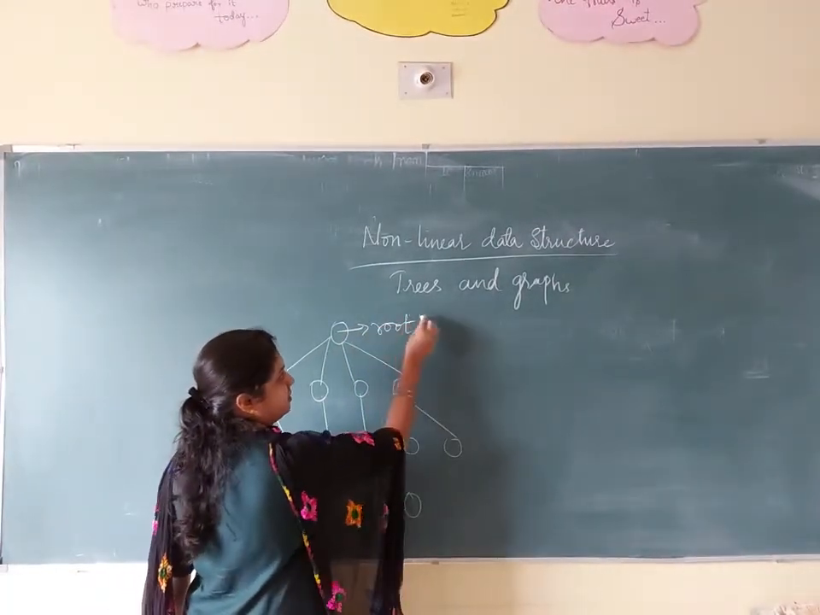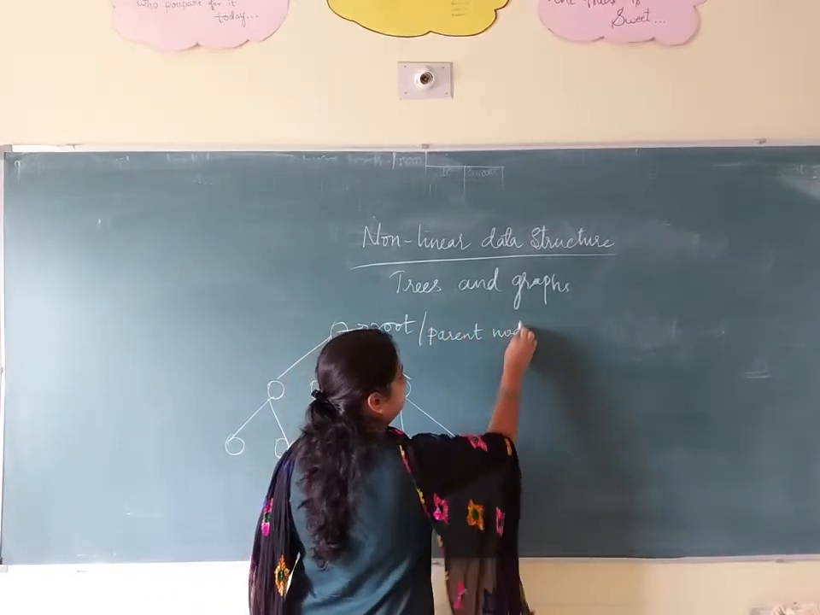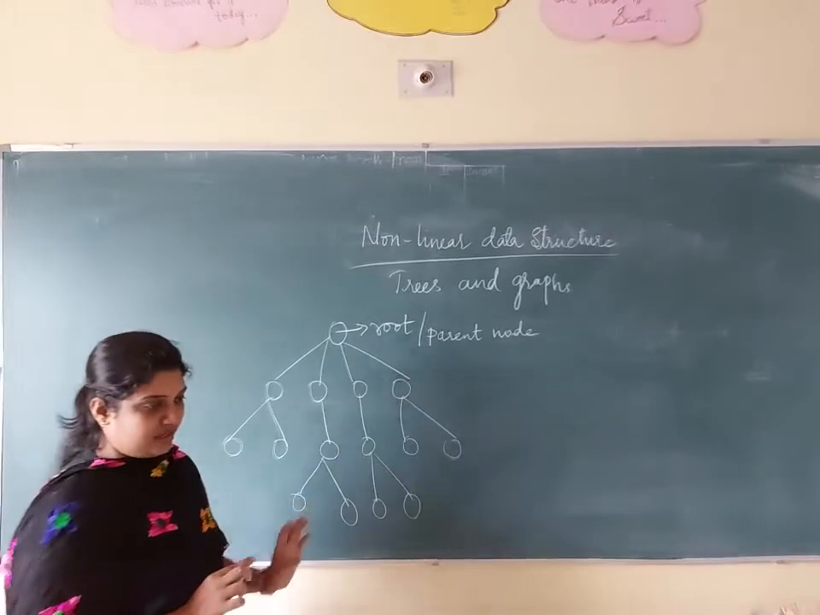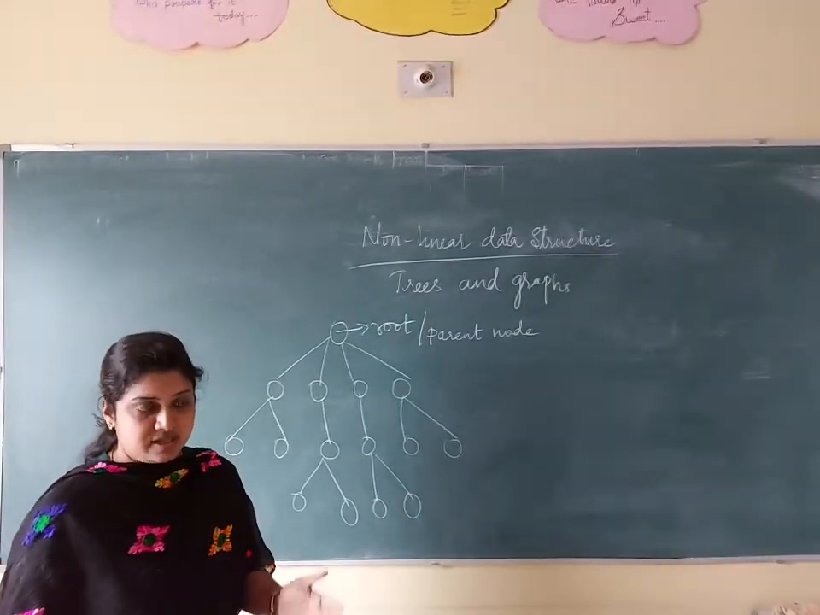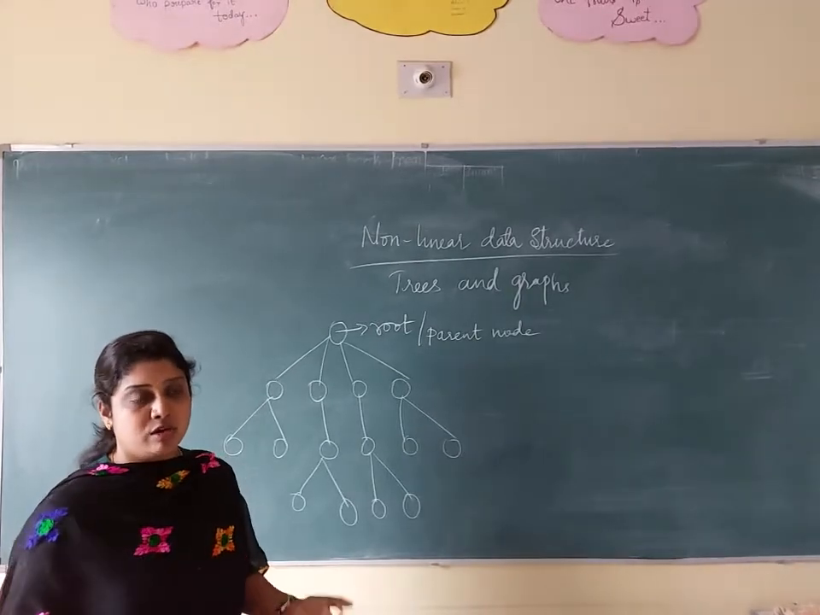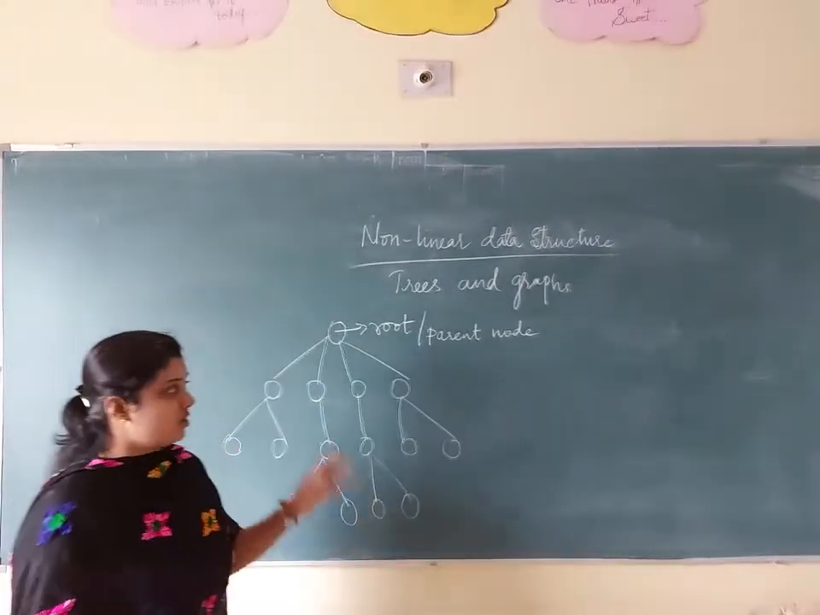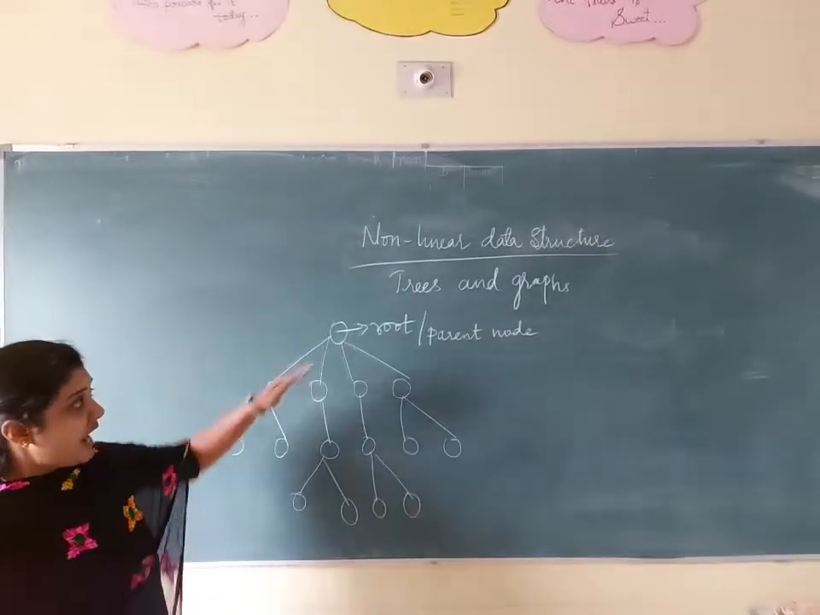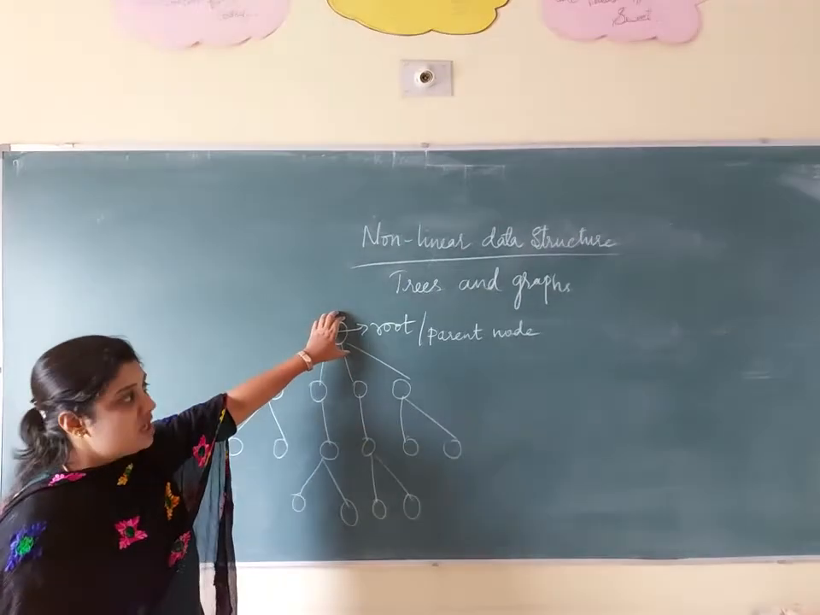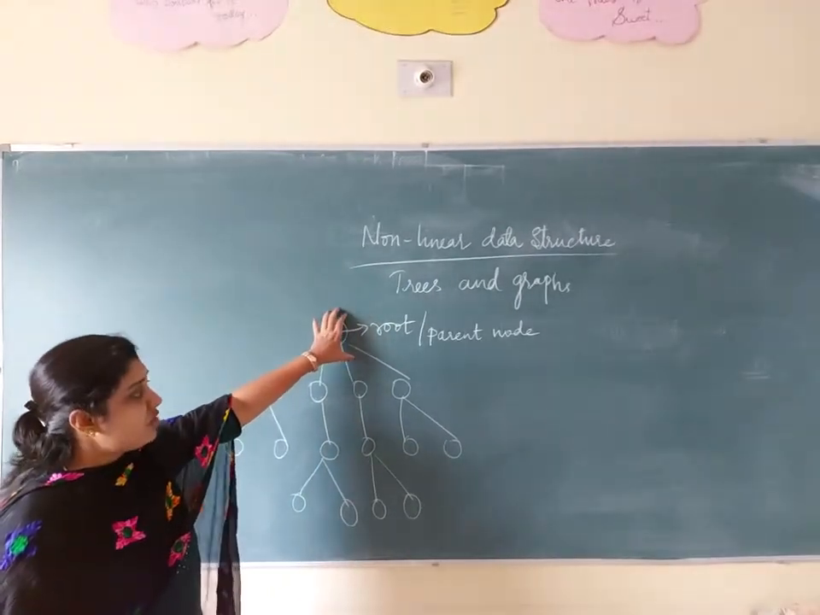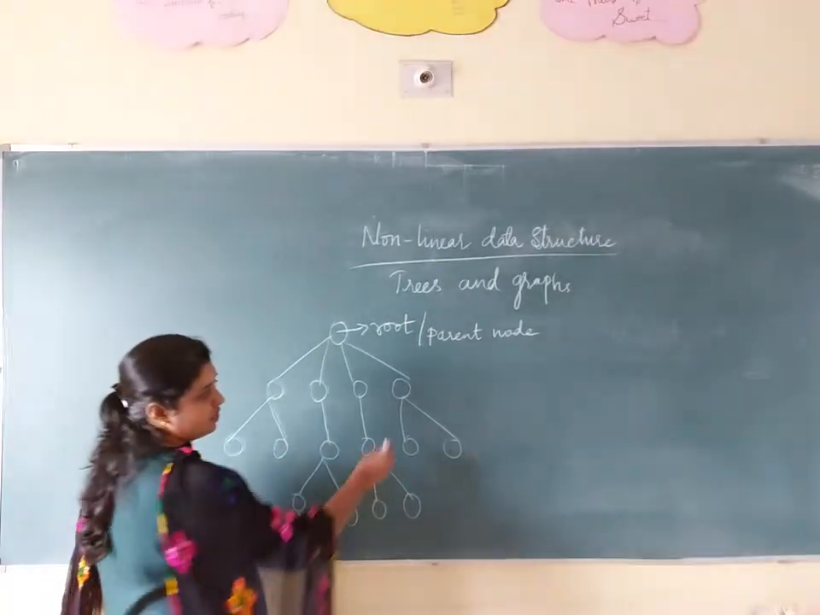So here the first node we are calling the root or parent node. What is meant by a root or parent node? It contains child nodes. A root or parent node is a node which contains child nodes, and it is the beginning of the tree. This part we are calling the root or parent node. And what about the remaining? They become your subnodes.